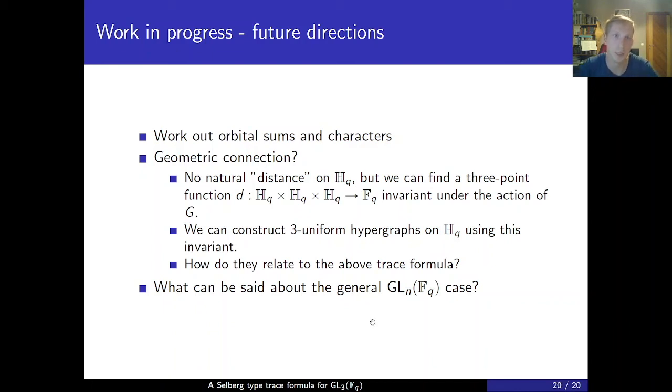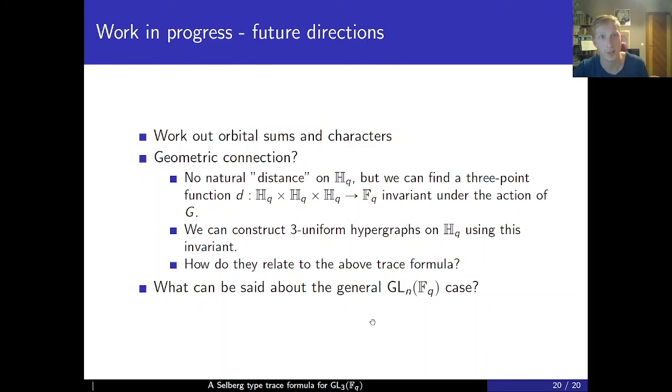But the natural question would be, is there a geometric connection? Most of our formulae were group theoretic, representation theoretic, and algebraic, and we wish to find a geometric connection. Unfortunately, there is no natural distance on H_q as there was in the finite upper half plane case, but we can find a 3-point function D mapping triples of points on H_q to the field F_q that is invariant under the action of G. And just like in the two-dimensional case, we can now construct hypergraphs on H_q using this invariant, and these hypergraphs will be parameterized by the elements of the field F_q.